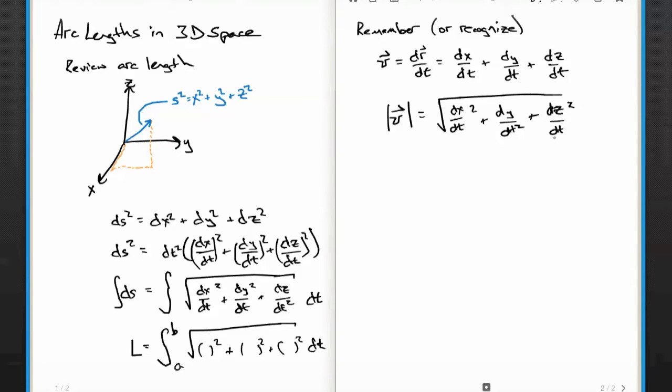So that means that my arc length, or length of a curve, is the integral from a to b of the magnitude of the velocity vector, dt. So if we know the velocity vector, we can get the magnitude of the velocity vector, and we can just integrate that. And so that becomes a much easier way to go through and get the length of this arc.